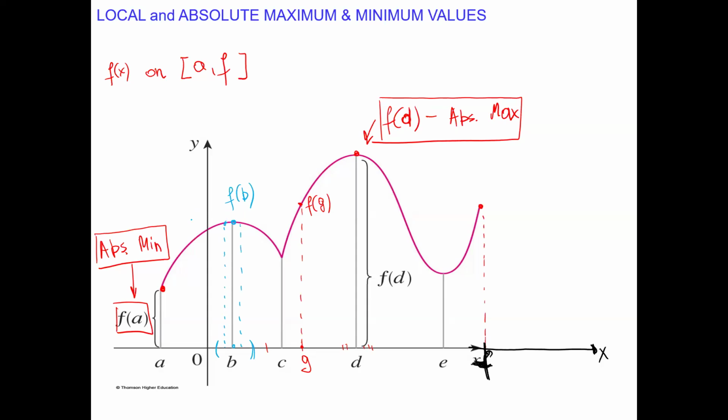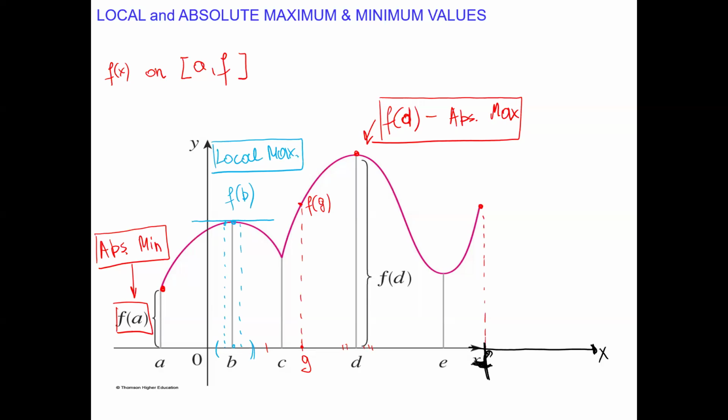We may also notice that at b, I can draw a horizontal tangent, because that's also an important characteristic. That means b looks like it's the highest point, but locally. We will call it a local maximum. Okay, b is a local maximum.